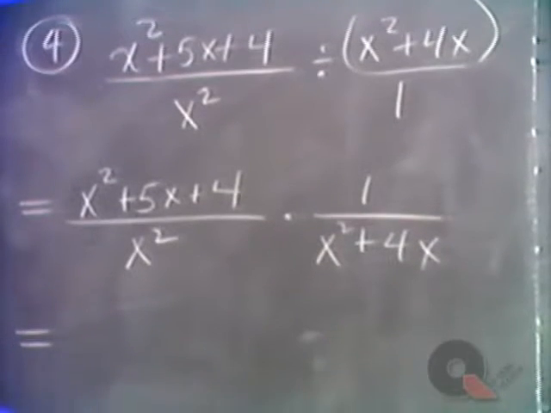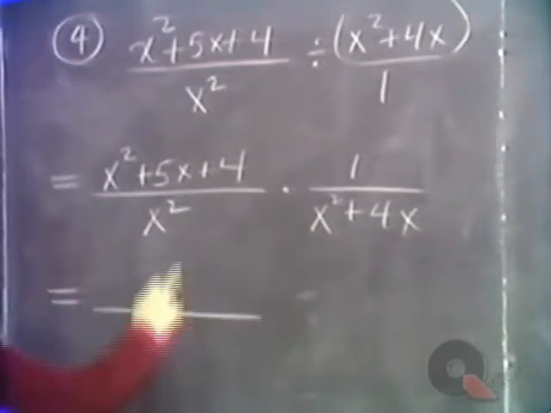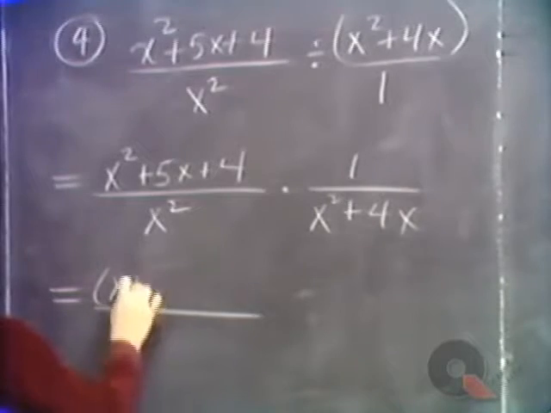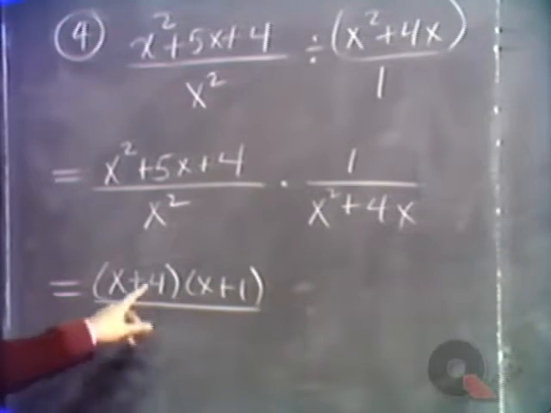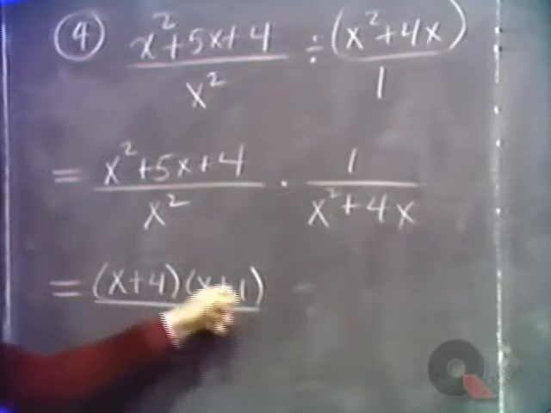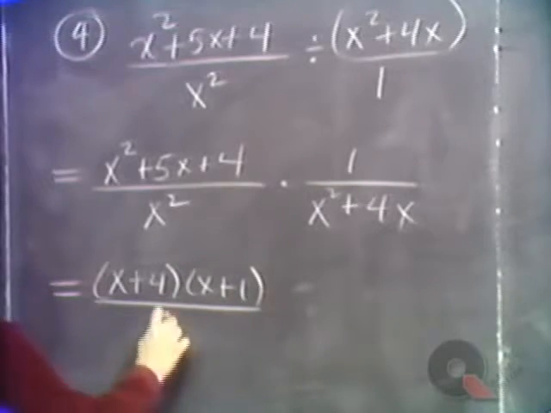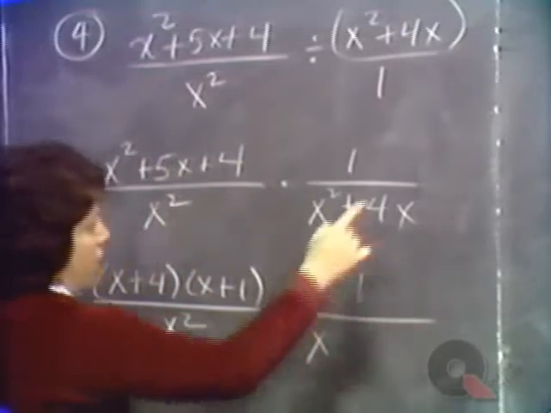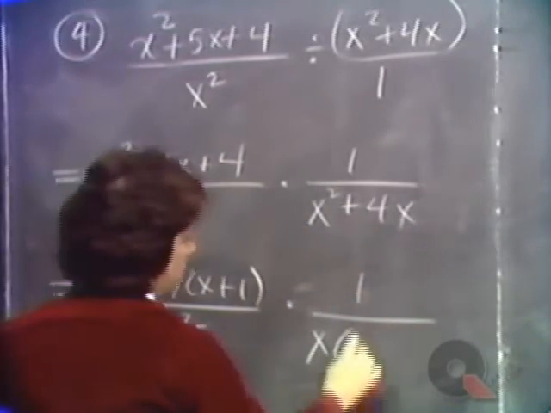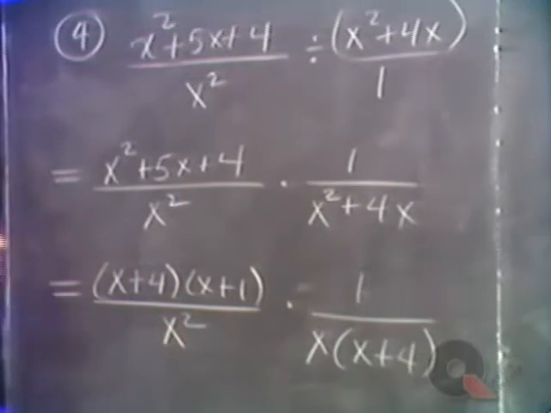Now let's try to factor the numerators and denominators completely. Over here, we have a trinomial which we can write as x plus 4 times x plus 1. Two numbers which multiply to 4 and add to 5: x squared plus 1x plus 4x plus 4, that's x squared plus 5x plus 4. Then x squared times 1 over. Now here we have a common factor, x, which can be taken out in both terms, giving us x times x plus 4.